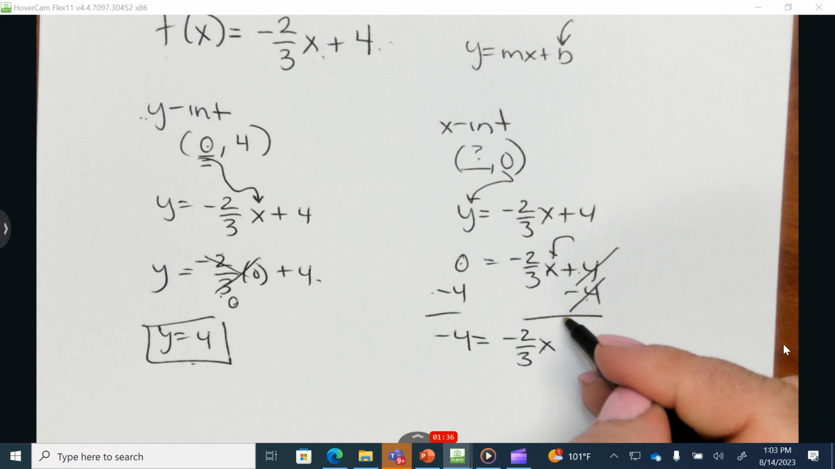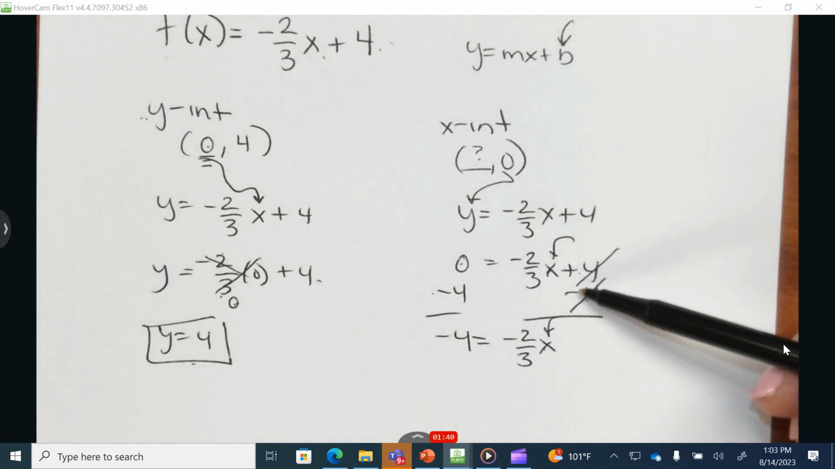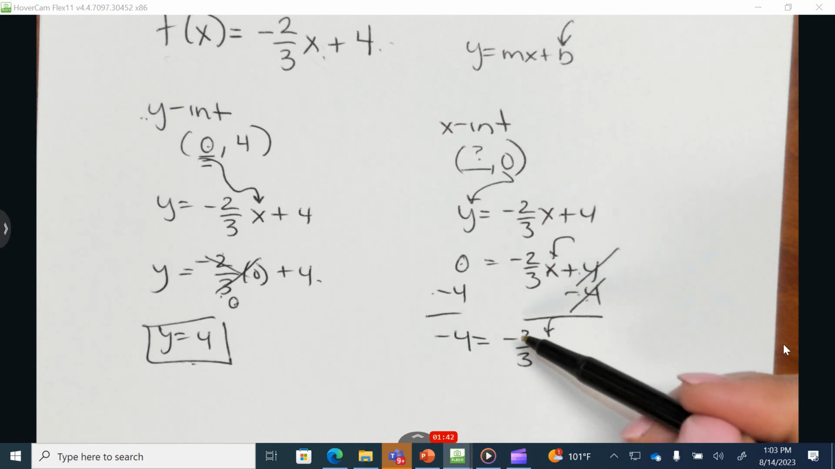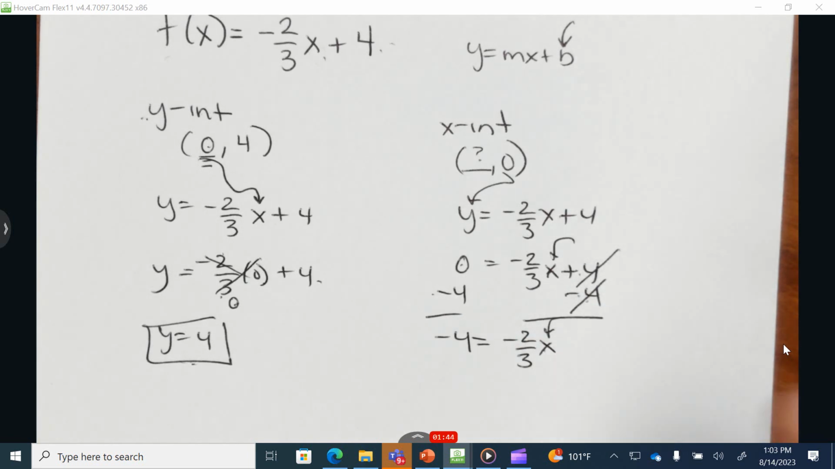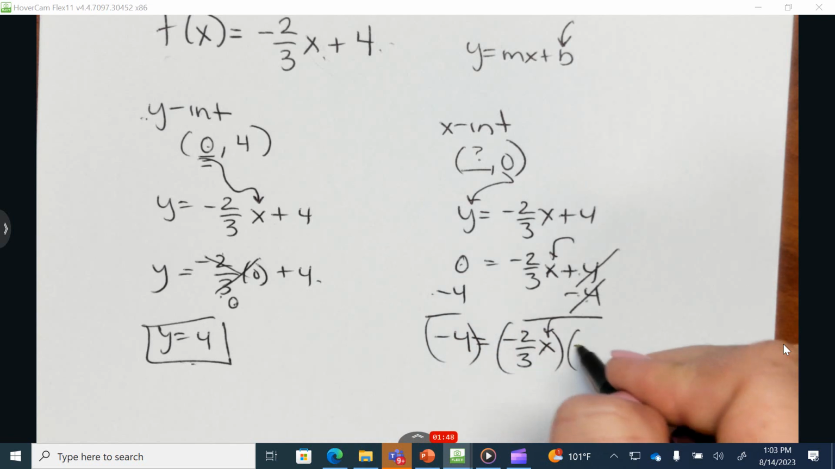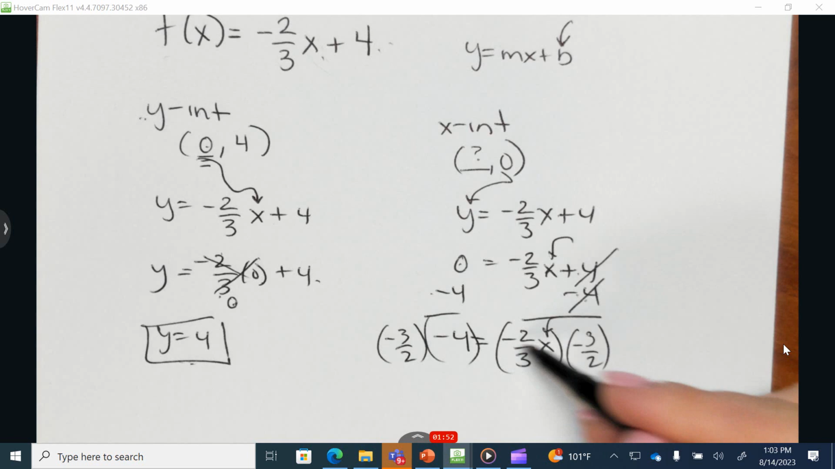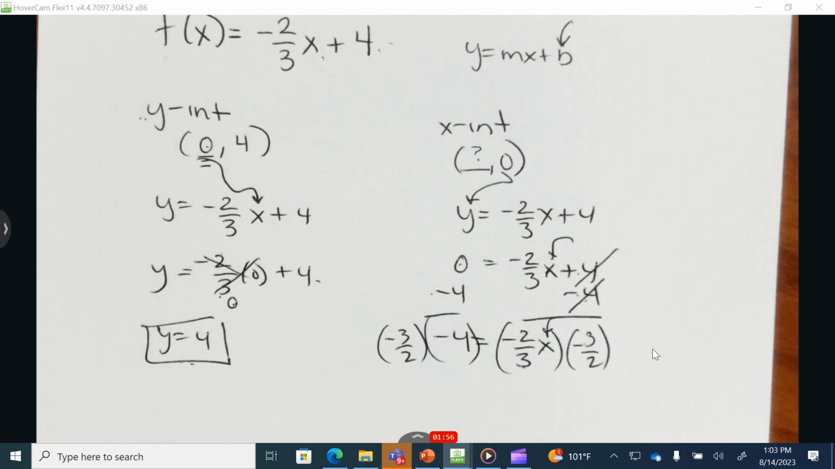Now to isolate this x, we need to remove the negative 2/3. Notice that the opposite of adding is subtracting. And the opposite of multiplying, we normally would say is dividing, and although that does work, we have taught students that to remove a fraction, we're going to multiply by the reciprocal. The reciprocal means we keep the same sign, but we literally just flip the denominator and the numerator.